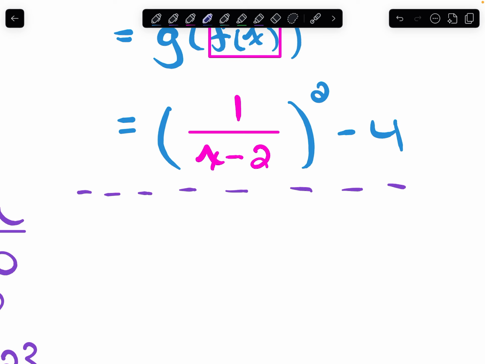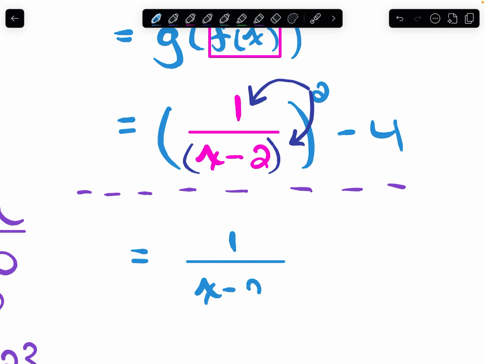All right, first things first is that exponent. Exponents can be distributed on multiplication and division. So that means it's going to go to the top and to the bottom as a group. So 1 squared is 1 over x minus 2 quantity squared. And then we have our minus 4 here.